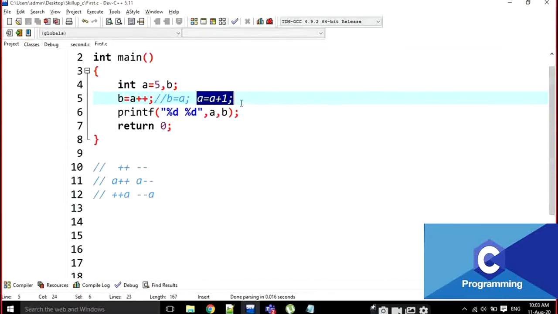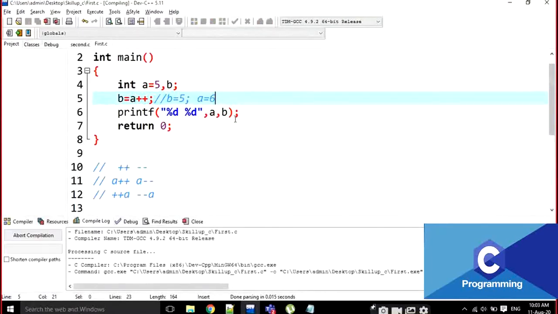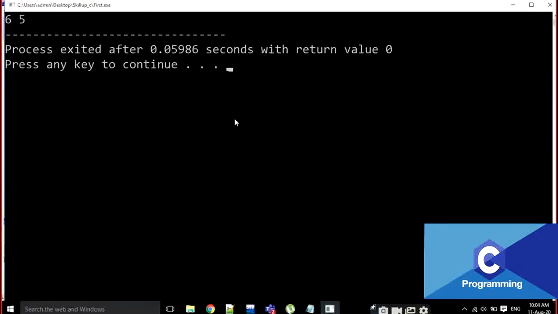B is equal to A. What is the A value? The A value is 5. Now B becomes 5. Why? B is equal to A, and initially the A value is 5. That is assigned to B. The second operation, A is equal to A plus 1. What is the A value? 5. 5 plus 1 is going to be 6. Then the output is A value is 6 and B value is 5.